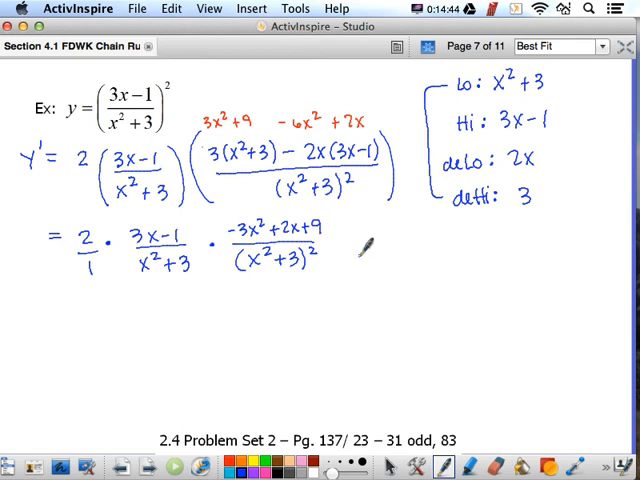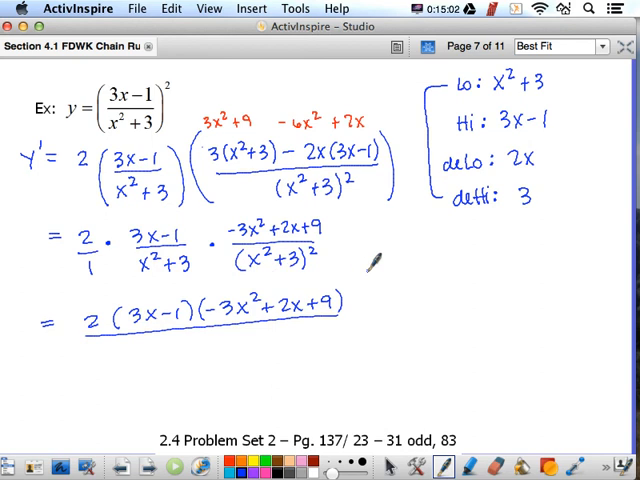All right. So what we have are 3 fractions multiplied together. So I'm just going to make them into one big fraction. And that gives us 2 times 3x minus 1 times negative 3x squared plus 2x plus 9 all over 1 times this times this. Do you guys see that these guys have the same base? So that's just a cube. That's right? Just a quantity cubed. X squared plus 3 quantity cubed. And we know we're done because we have no addition and subtraction remaining outside of parentheses. And we have it as one big fraction.